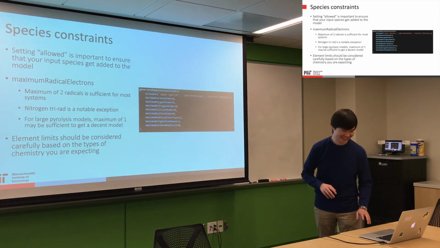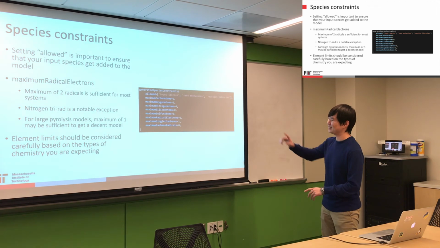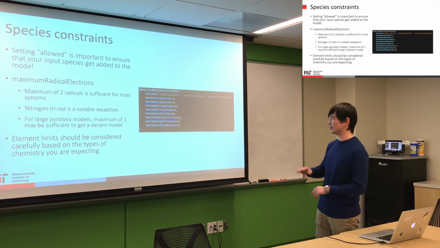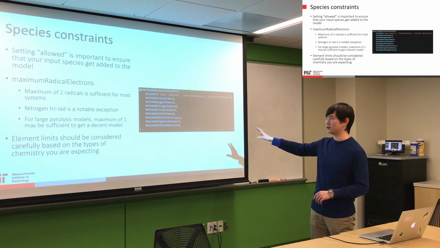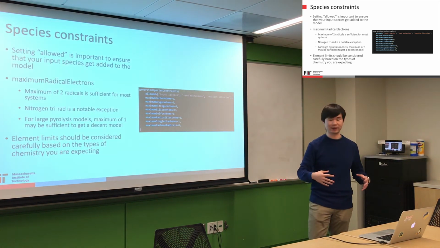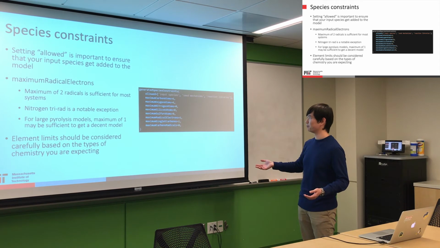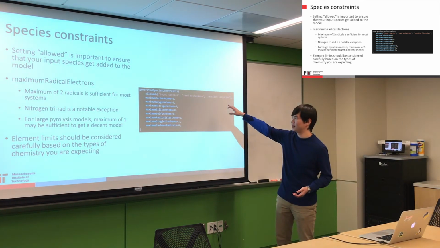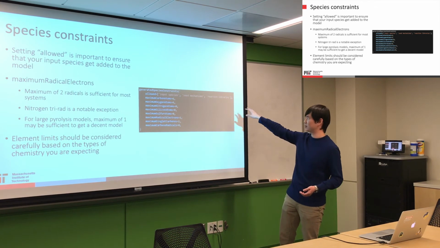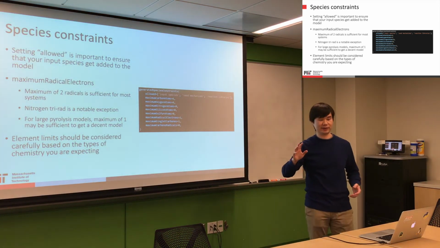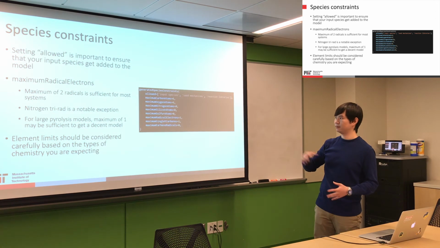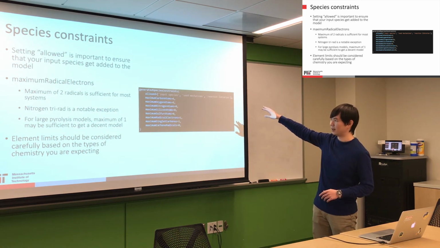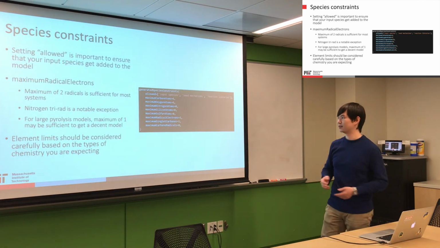Okay, so there's still a couple more blocks to go through. You can also specify species constraints for your model. This is generally recommended to limit the search space for what RMG needs to look at. Importantly, you should always set this allowed parameter in case your input species or libraries have species that will fail these constraints.